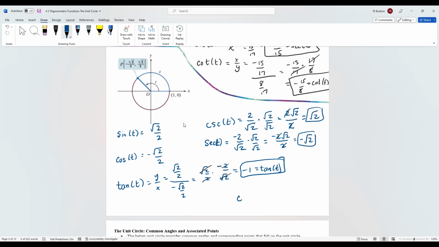And then finally, the cotangent is 1 over the tan. So that would be 1 over negative 1, or negative 1. You could also do, for the cotan, the x over the y, which was negative root 2 over 2, divided by root 2 over 2, or you'd flip and multiply, and you would still get negative 1 out of that.